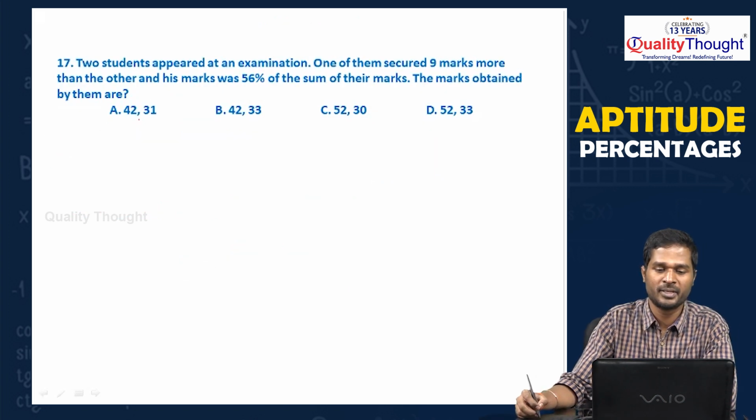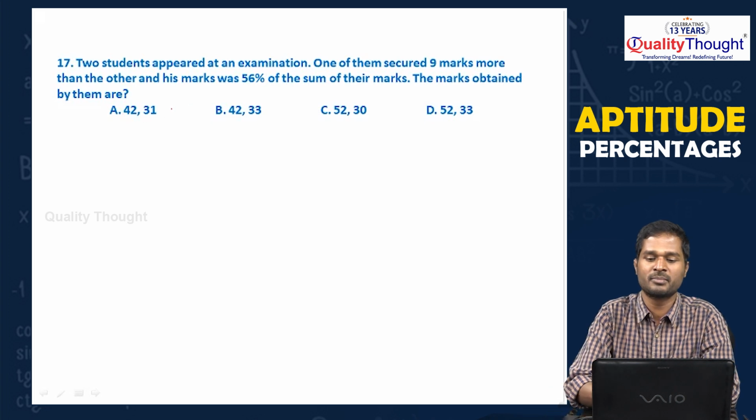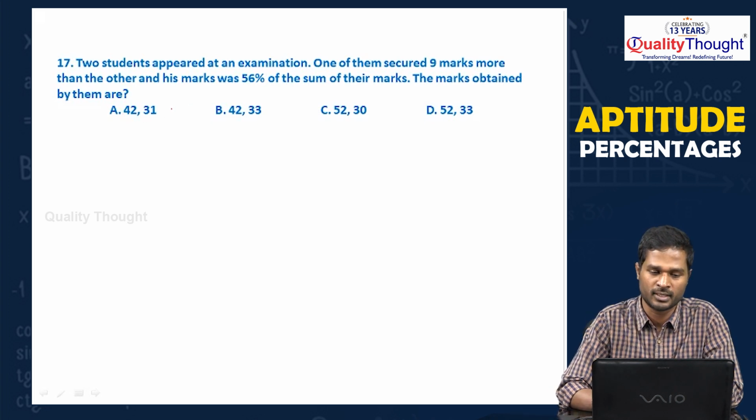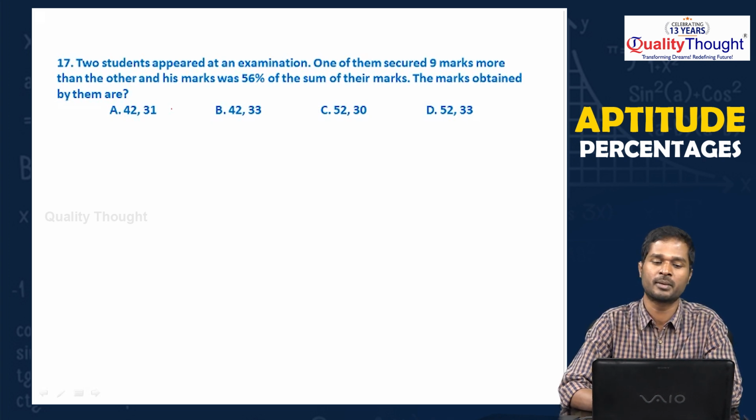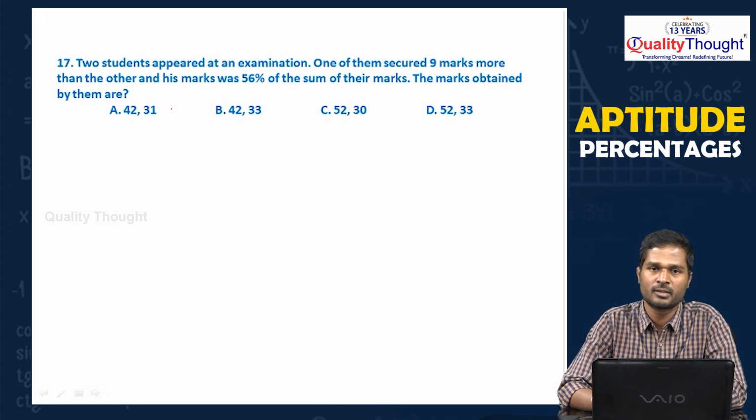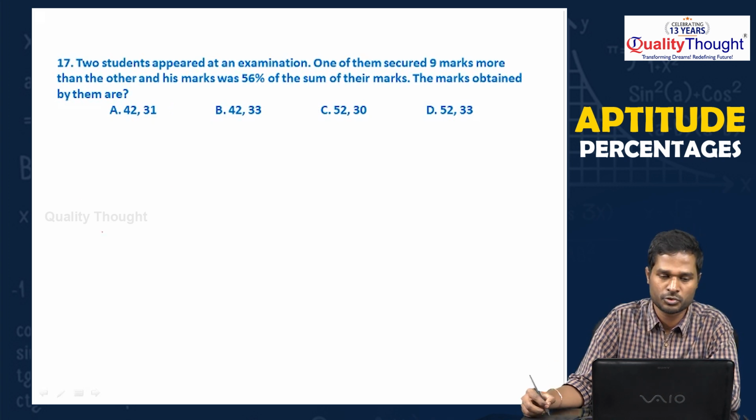Two students appeared at an examination. One of them secured 9 marks more than the other, and his marks were 56% of the sum of their marks. The marks obtained by them are. That means there are two students who appeared for the exam, in that one student got 9 marks more than the other student. Consider the first student. So let's see the solution.